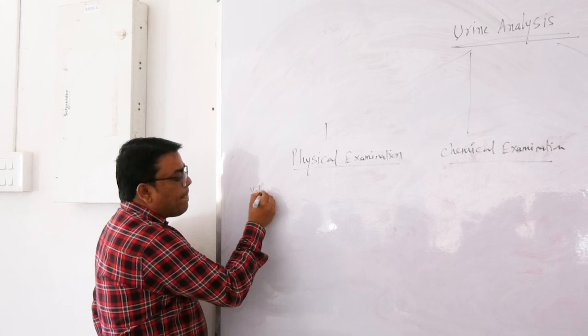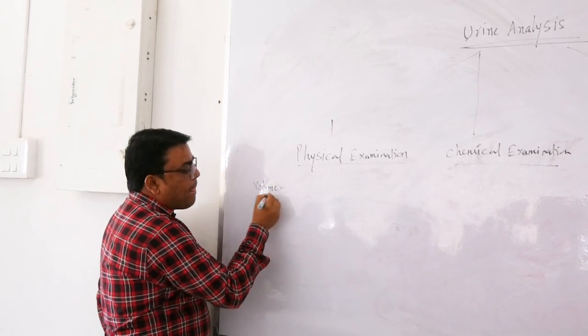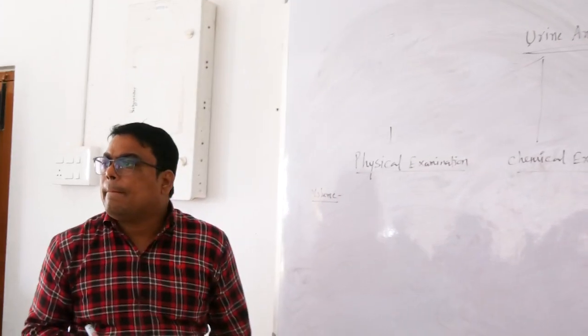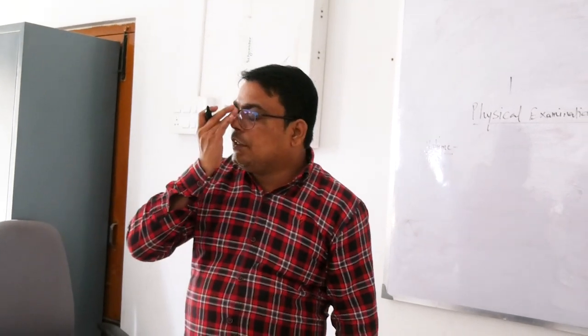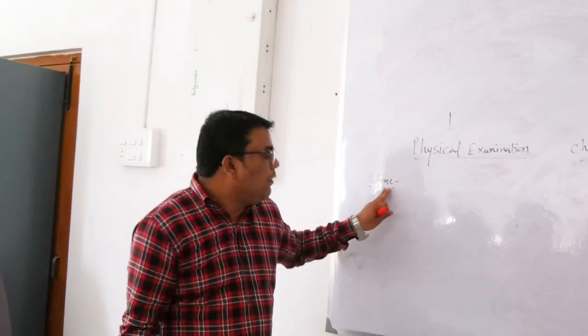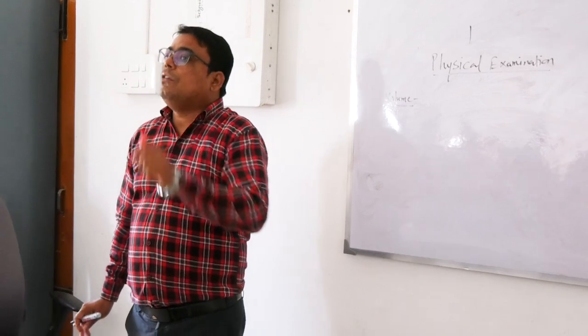First is volume. Volume is what? It is the normal urine output per 24 hours, 500 to 1.5 litres. Yes, it is normal. That is why we call it volume. We calculate the volume up to 24 hours.